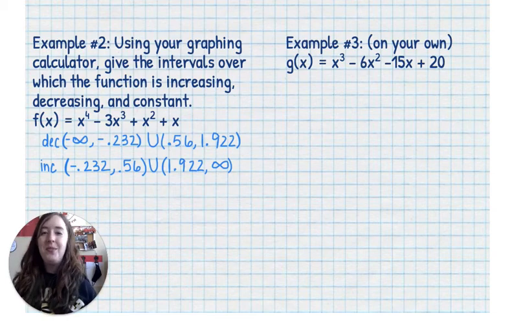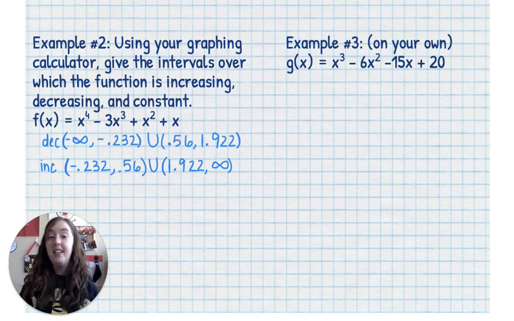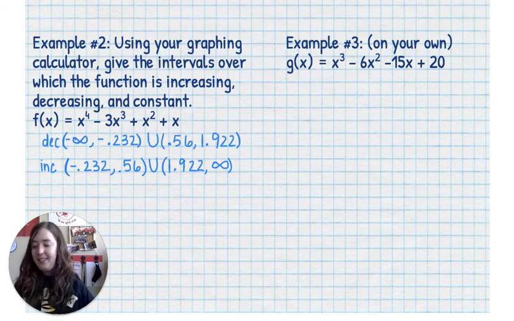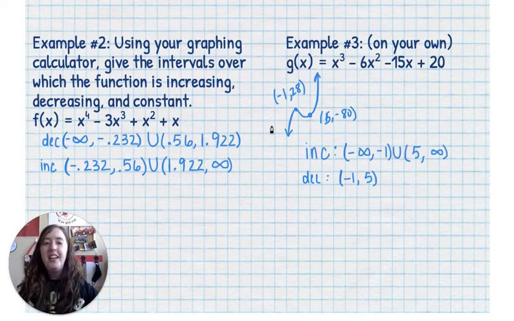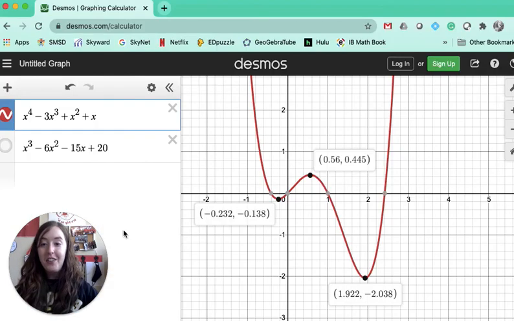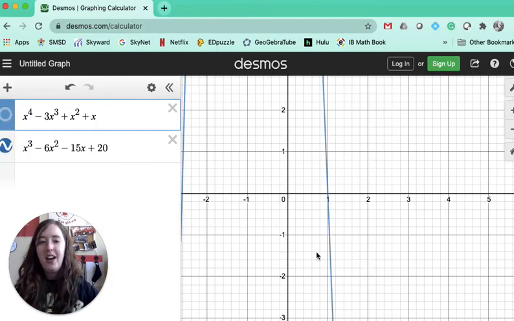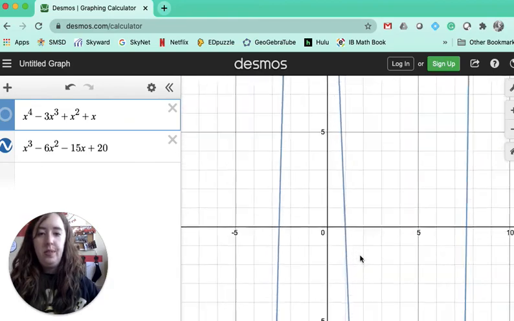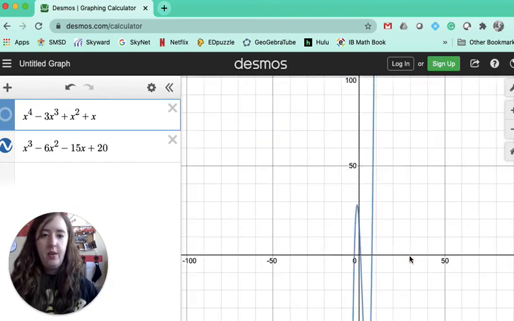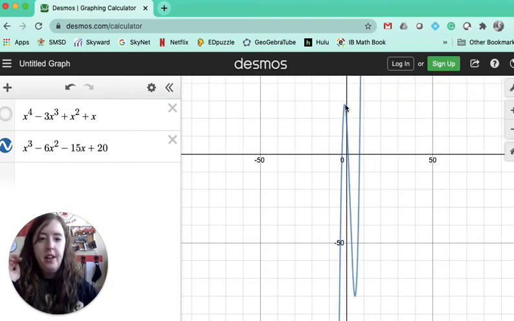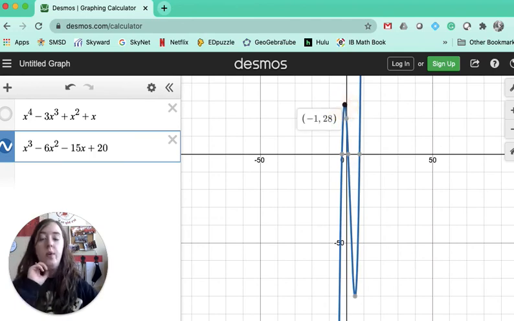Okay, on that next one, go ahead and give me the intervals of where that function is increasing, decreasing, and constant. All right, so on this last one, I drew kind of a rough sketch of what that graph looked like, or if you want to see it in the graphing calculator. Ooh, we're too zoomed in. Gotta zoom out and out. There we go. So we have a maximum here at negative 1, 28 and a minimum there at 5, negative 80.